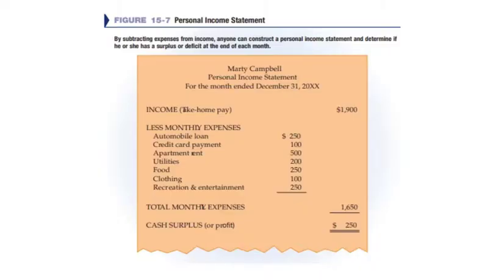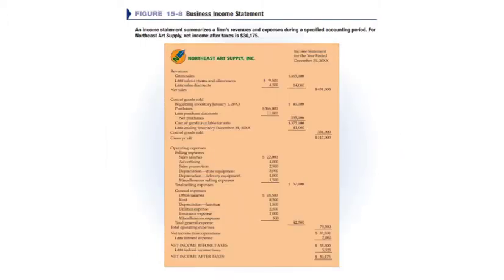Figure 15.7 shows a personal income statement for Marty Campbell. Although the difference between income and expenses is referred to as profit or loss for a business, it is normally referred to as cash surplus or cash deficit for an individual. It is also possible to use information from a personal income statement to construct a personal budget, a specific plan for spending your income. Figure 15.8 shows the income statement for Northeast Art Supply.